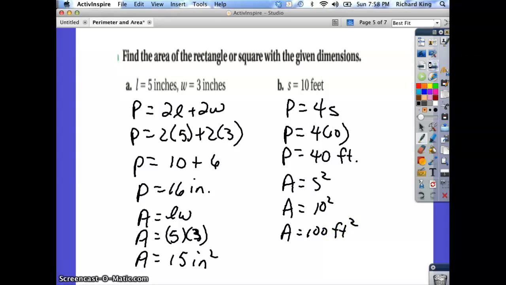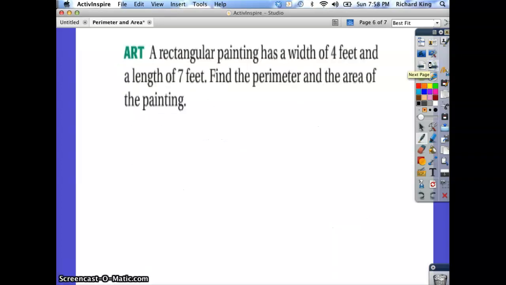Moving on. Now let's do a word problem. A rectangular painting has a width of 4 feet and a length of 7 feet. Find the perimeter and the area of the painting.